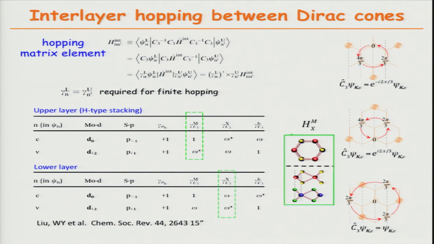So we have chosen the metal side to be the rotation center, and the calcium side to be the rotation center in the lower layer. So it's this vertical dashed line. But then the requirement that the two wave functions have the same C3 eigenvalue would forbid these three interlayer hopping channels. So the only possible interlayer hopping channel is between the valence band in the upper layer and the valence band in the lower layer, where you have the same eigenvalue under this choice.